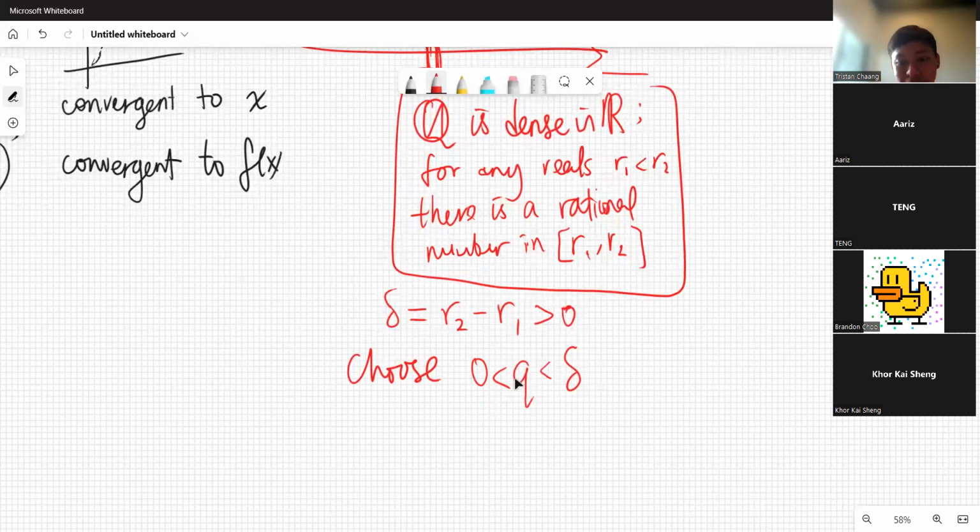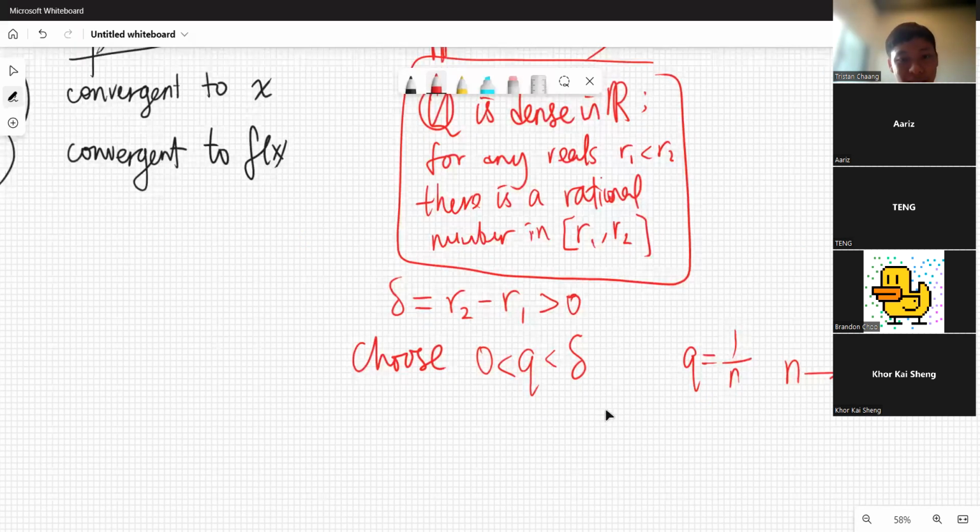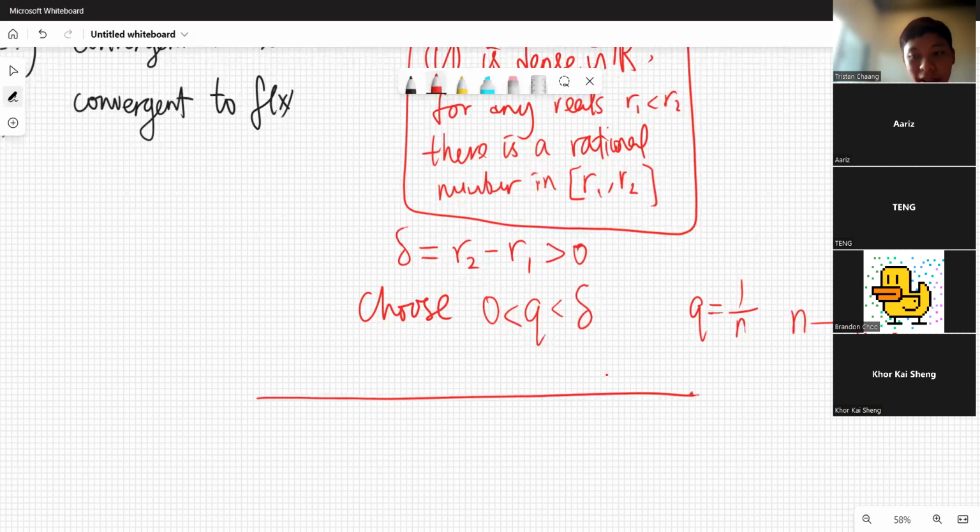So however small this difference is, we can still find some rational number between 0 and that number. Well, we can just consider, let's say, 1 over n, and then we just make n very large, right? Because we know this sequence will go to 0. So if we take n to be very large, then q will be a very, very small rational number.